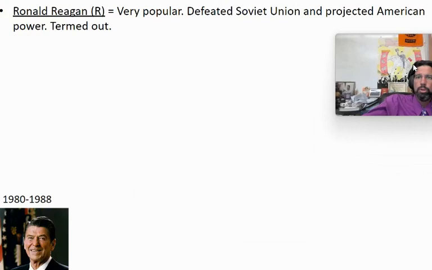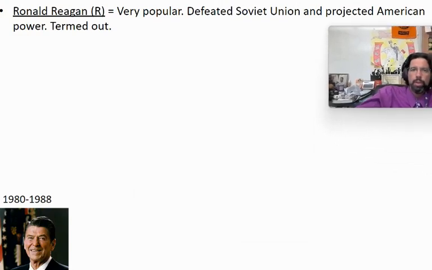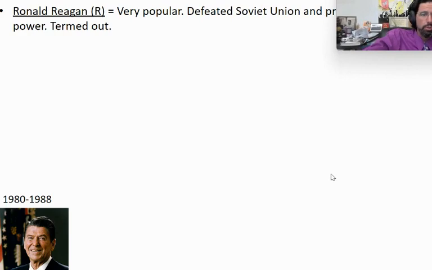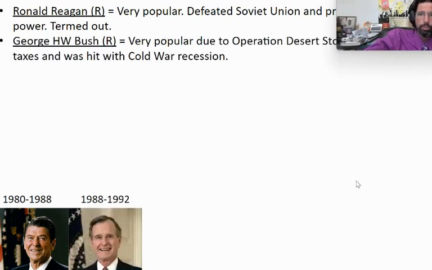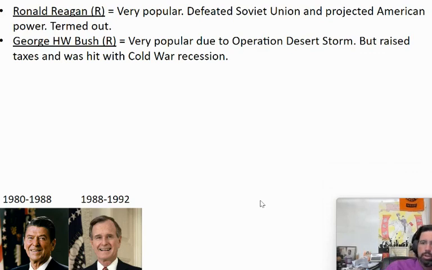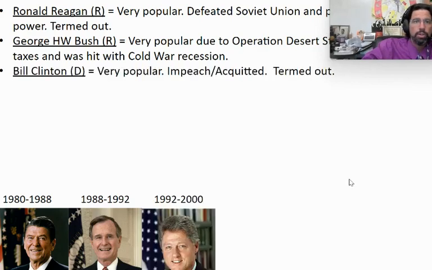Let's talk about some US presidents and how they are known. In recent history, Ronald Reagan was a Republican, extremely popular, known for defeating the Soviet Union during the 1980s, really projecting American power. He eventually was termed out. Presidents can serve 2 terms of 4 years each. George H. W. Bush was also very popular due to Operation Desert Storm, but he raised taxes during a time of a minor recession after the Cold War, and therefore he was voted out of office.